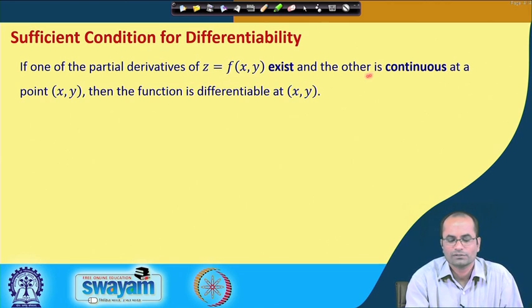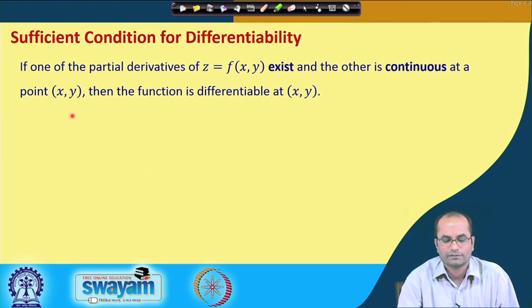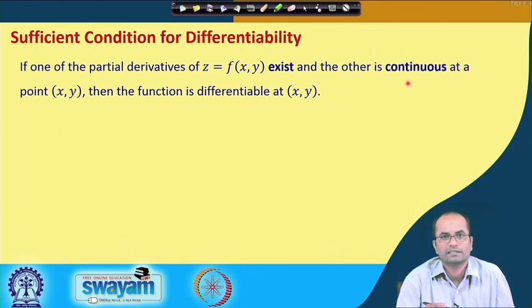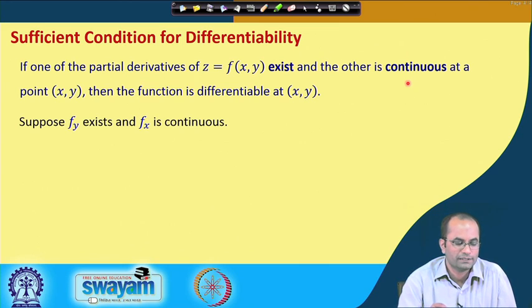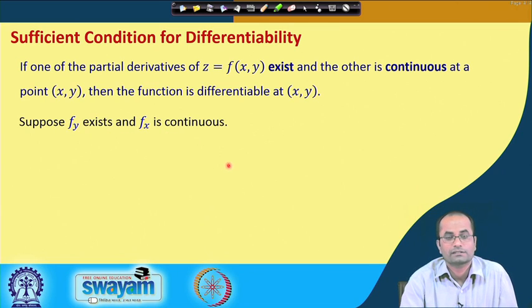So, basically for the sufficient condition, we have to check that if one of the partial derivatives is continuous, then the function is differentiable at (x, y). So, we need continuity of one partial derivative and the existence of both, because the existence is a necessary condition for the differentiability. So, we suppose here that f_y exists and f_x is continuous.